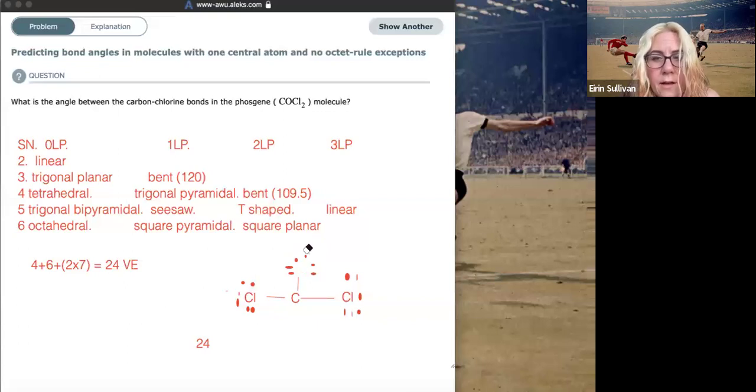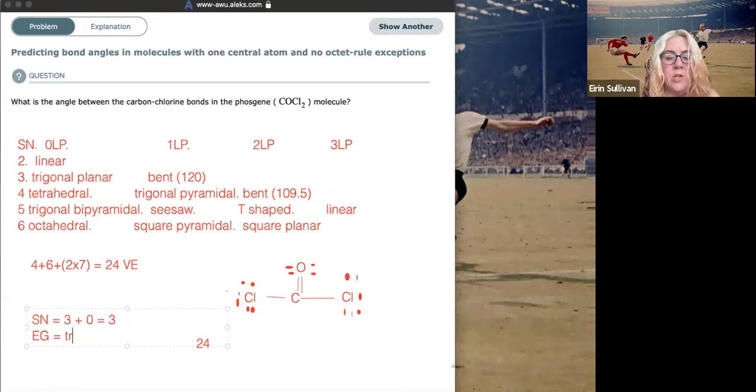So hopefully I'll put the O back in. There we go. Oxygen in here and convert that to a double bond. So remember when we're calculating our steric number for our electron group geometry, it doesn't matter if it's a single, double, or triple bond. So my steric number is going to be 3 bonded atoms, no lone pairs on the central atom. So steric number of 3, that tells me my electron group geometry is trigonal planar. Okay, so what is my molecular geometry? Well, in this case, there's no lone pairs on the central atom. So my molecular geometry is also trigonal planar, and the ideal bond angle there is 120 degrees.